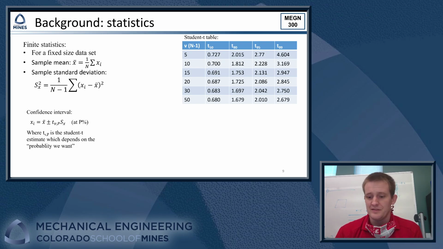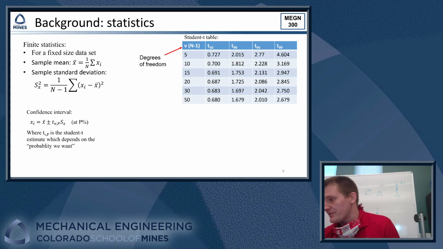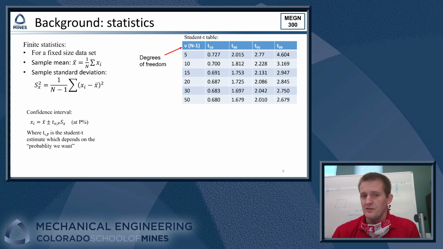The way this works is we have to know the degrees of freedom of our data set. The degrees of freedom are just however many data points we have in our sample, minus 1. On this chart, we can see our degrees of freedom on the far left side. In this particular small Student's t-table, we have 5, 10, 15, 20, 30, and 50 degrees of freedom. If we had a 5 degrees of freedom data set, that would mean there are 6 data points in that data set. If we have 10 degrees of freedom, it means we have 11 data points.